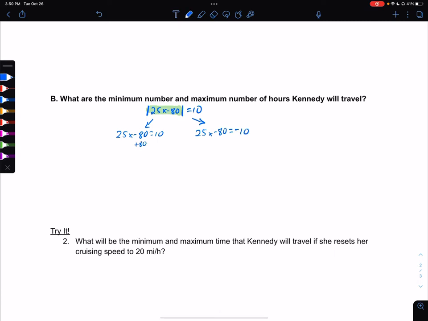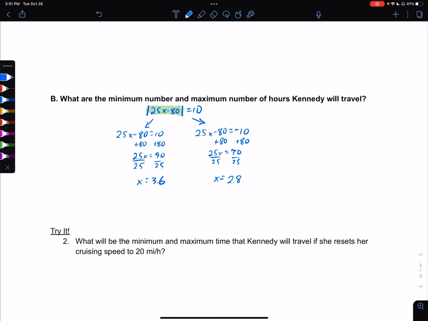I'm going to add 80 to each side. 25x would be equal to 90. Divide by 25. So x is equal to 3.6. And do the same thing for our second equation. So it's going to be 70. Divide by 25. And x is equal to 2.8. So they're asking for the minimum number and maximum number of hours. The minimum is going to be the smaller value. That's the one that was equal to negative 10.